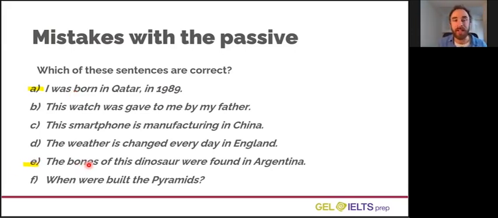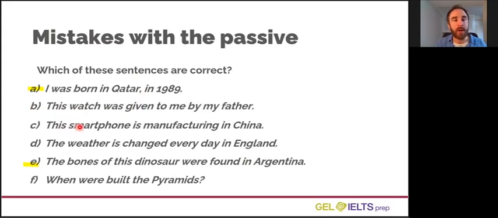E, the bones of this dinosaur were found in Argentina. Absolutely correct. It's past simple. We're using were because the subject is the bones, which is plural. Found is the past participle of the verb find. B, this watch was gave to me by my father. The mistake is gave. That's past simple. We need past participle, which is given.